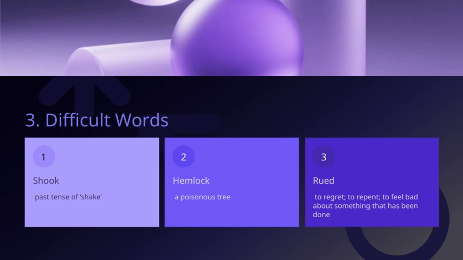So, in summary, these words, regret, rued, poisonous trees like hemlock and shook, are all part of the rich language we use to express feelings, describe dangerous things, and depict actions. Mastering them will enhance both your comprehension and your ability to communicate effectively.